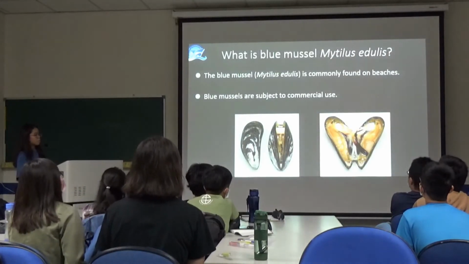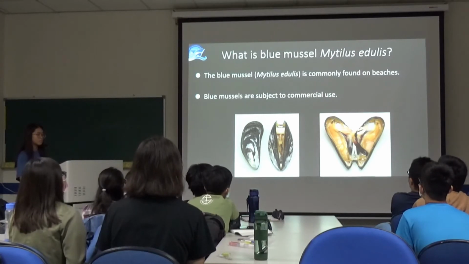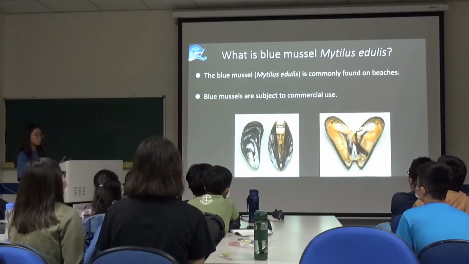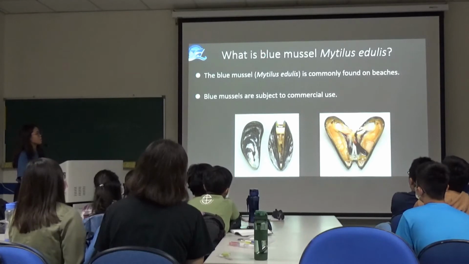And what is blue mussel, Mytilus edulis? The blue mussel is a common name, and Mytilus edulis is the scientific name. This is a picture of a blue mussel, and it's a bivalve, and is commonly found on the beaches. And blue mussels are subject to commercial use.